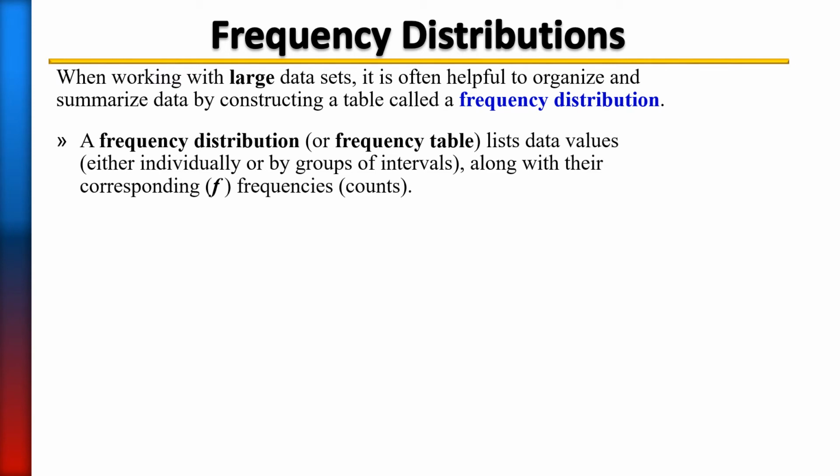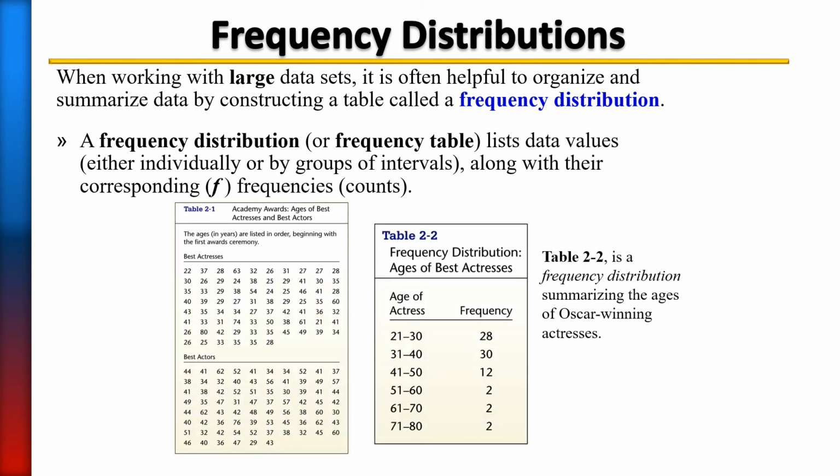So here's an example of a frequency distribution table to the right. And then you have your data to the left, and this is of Academy Awards, ages of Best Actresses and Best Actors. So if you look at the distribution table, you have them by age groups, and the frequency tells the number of actors and actresses that are within each age group.